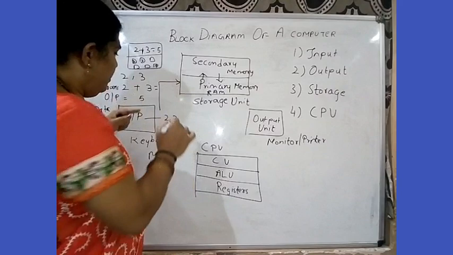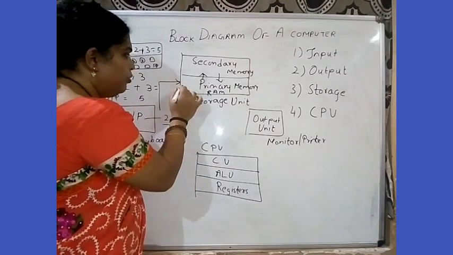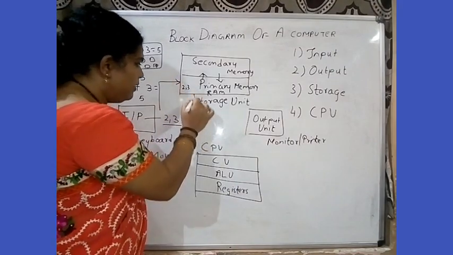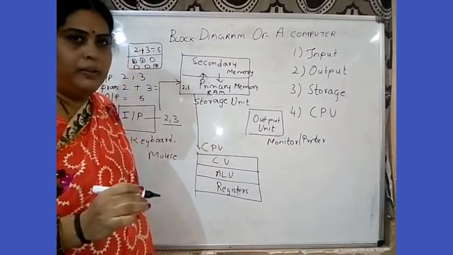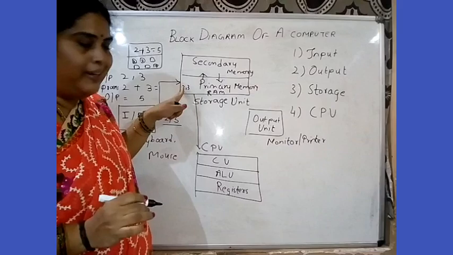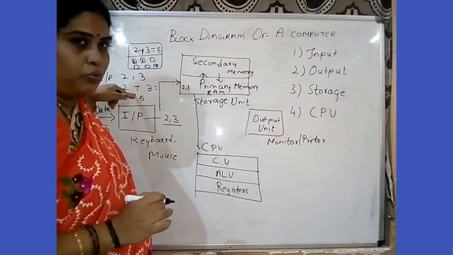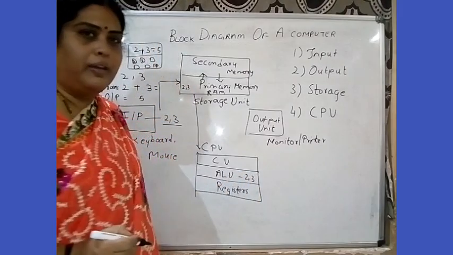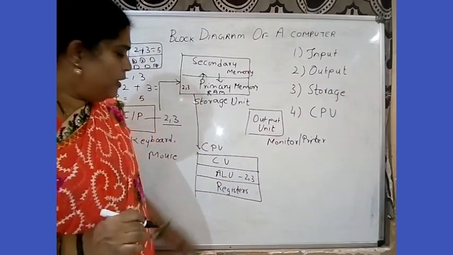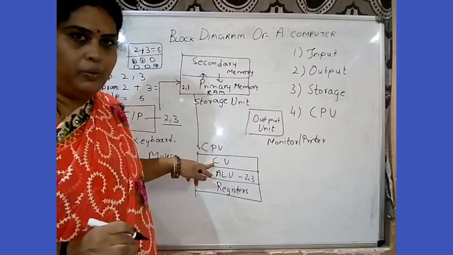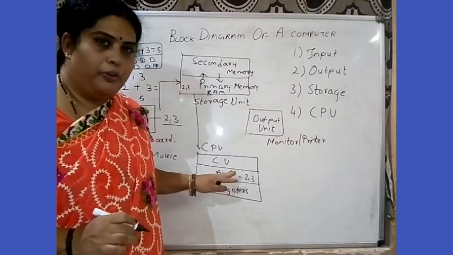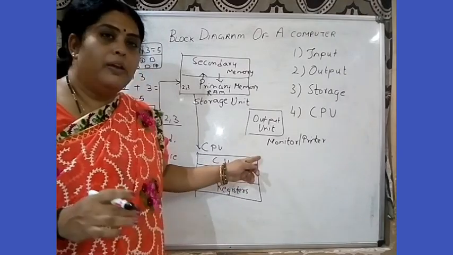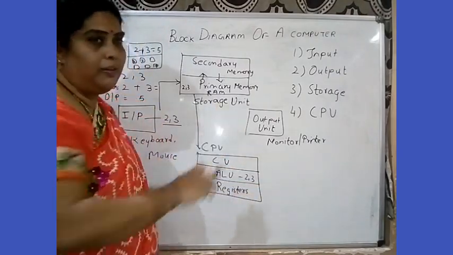So this 2 and 3 is getting first stored here, and then this 2 and 3 is now sent to the CPU. The CPU takes this 2 and 3, and what is the processing it has to do? It has to do a plus. So that 2 and 3 is sent into the ALU or the arithmetic logic unit. Now you may ask me, what is the use of CU? CU is the control unit. It is used to control and coordinate all the processing that is done inside the computer.